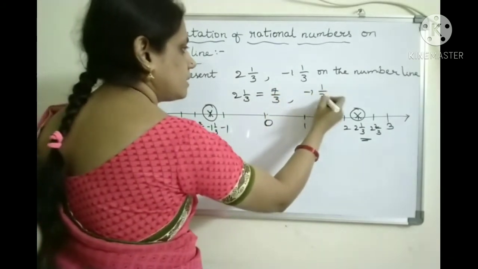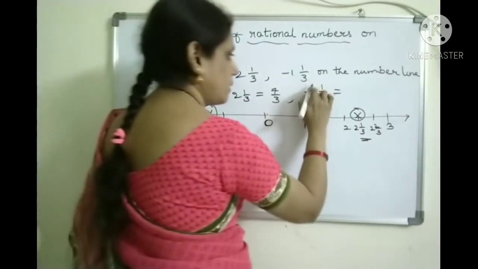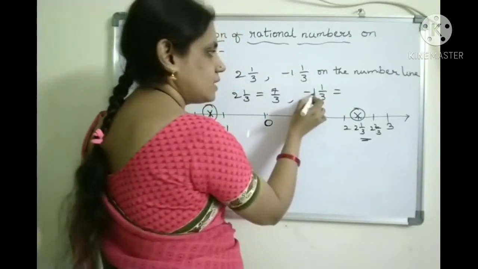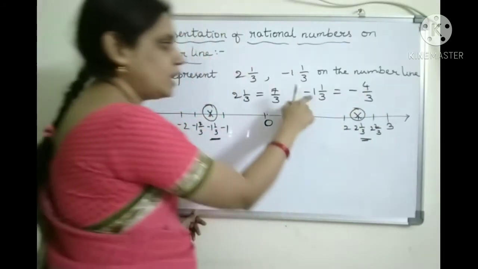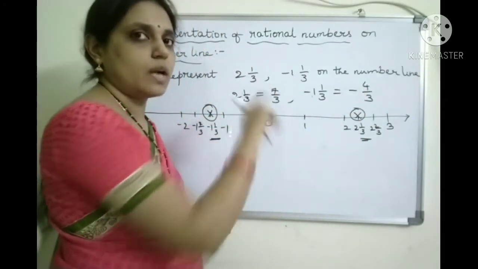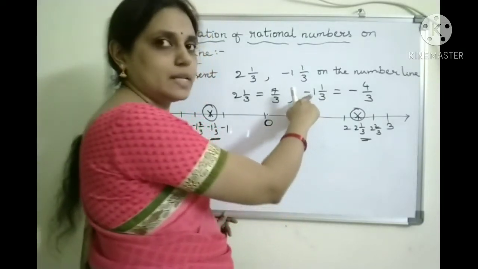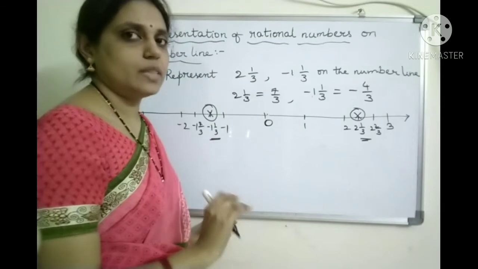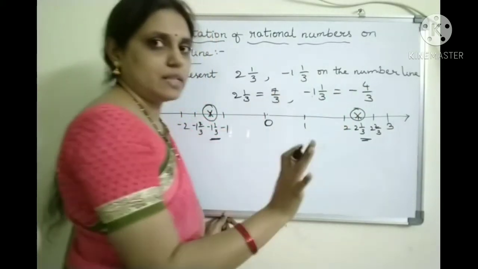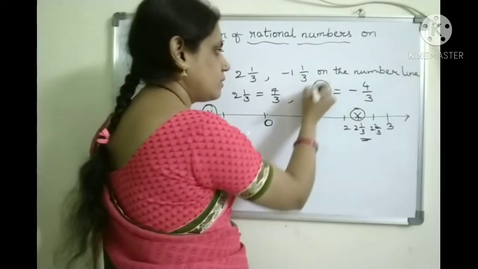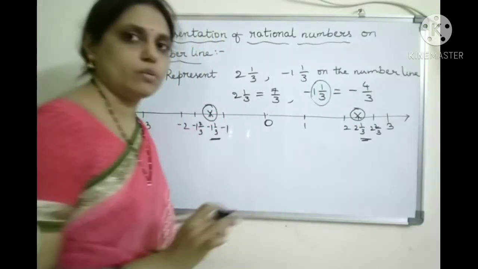Minus 1 1 by 3 also you can convert into improper rational form, that is 3 ones are 3, 3 plus 1 is 4, that is minus 4 by 3. Along with the negative sign you should not multiply, meaning 3 into minus 1 is minus 3, that is wrong. In that way you should not convert. So minus, let it be like that, 1 1 by 3 you have to convert. So 3 ones are 3, 3 plus 1 is 4, so minus 4 by 3.